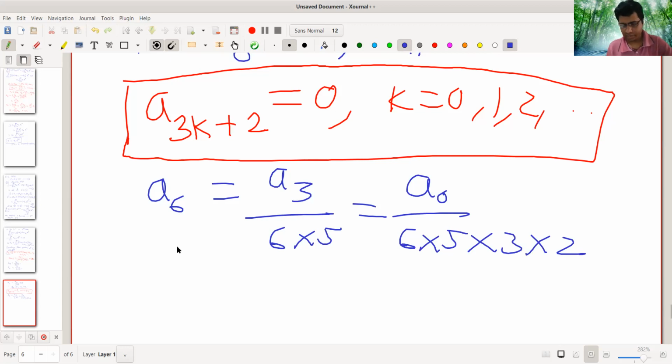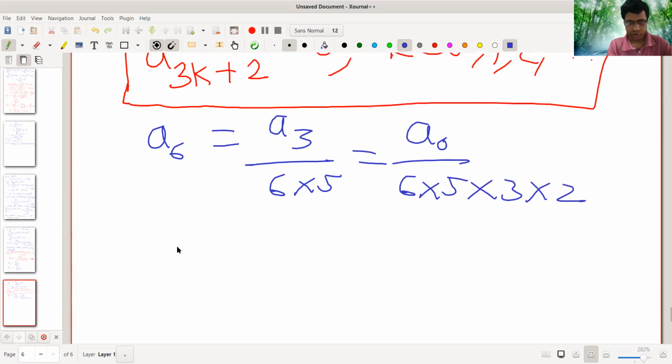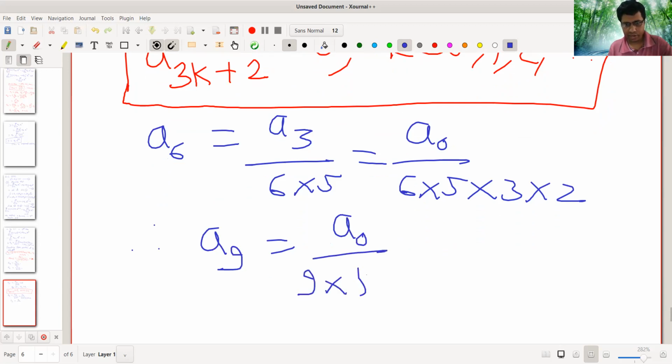3, 6, 9, etc. So A9 will be in the similar manner. A9 we can write A0 divided by 9 into 8 into... So A9 will be A6 divided by 9 into 8, and A6 is this one. So 9, 8, there is a gap. 9, 8, 7 is not there. 6, 5. Now 4 is not there. 3 into 2.